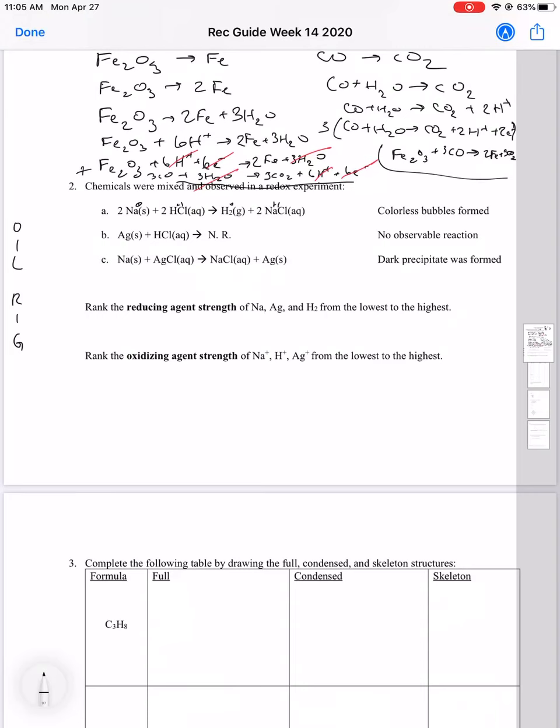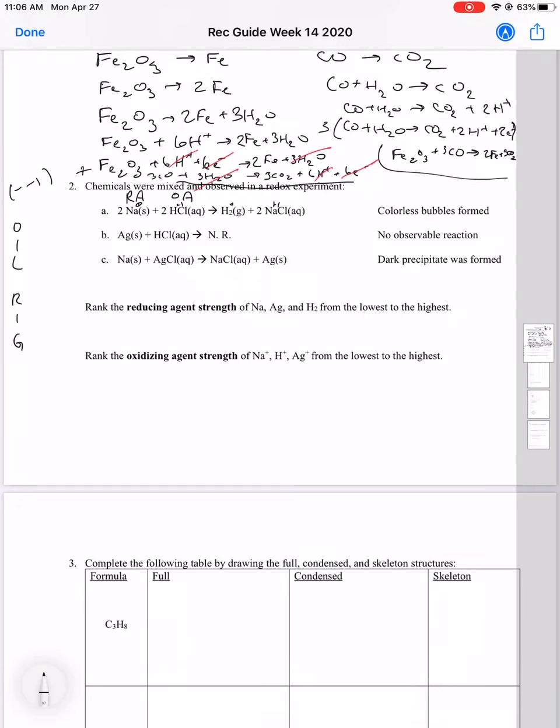OIL RIG. So oxidation, you're losing electrons. So Na goes from a 0 to a positive charge. It's losing a negative charge, right? Minus a negative is a positive. So that's being oxidized, which means that sodium is our reducing agent, making HCl our oxidizing agent.